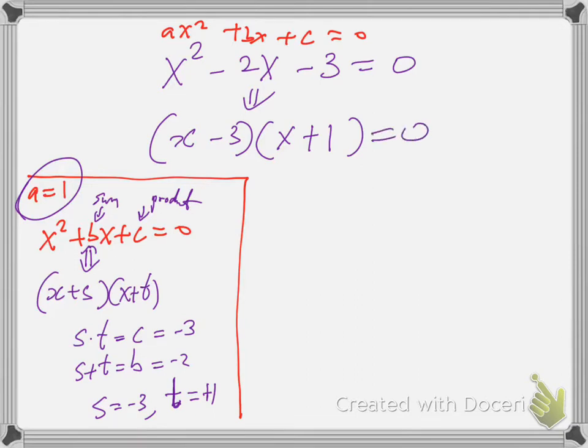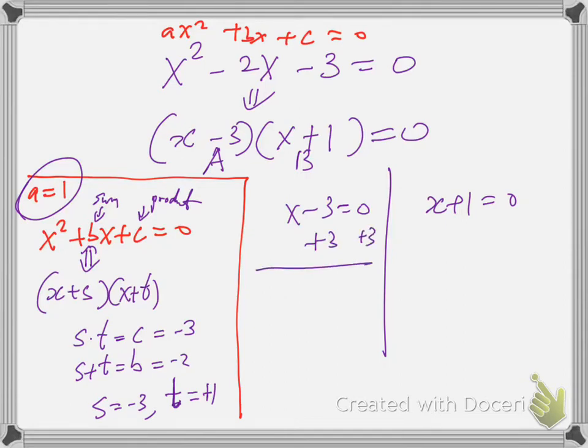So now let's use zero product property. So the capital A part, capital B part, right? So we got x minus 3 is 0, or x plus 1 is 0. So plus 3, we got the first solution, x1 is 3. Minus 1, we got second solution, -1. So this is our first method, factoring method and zero product property.